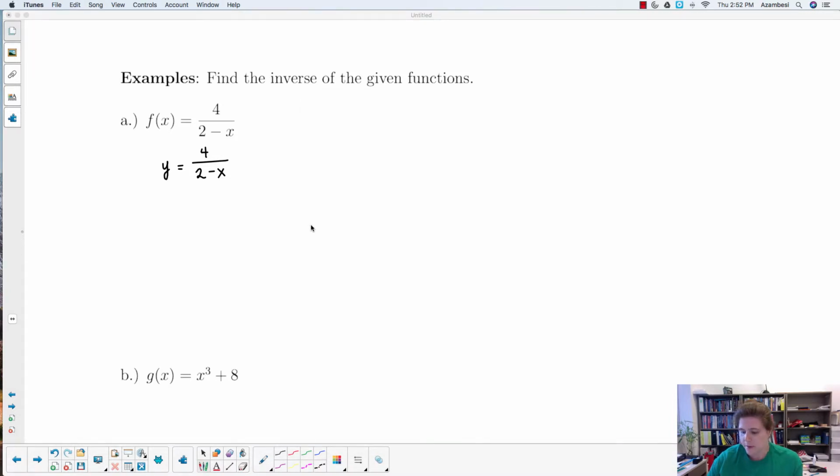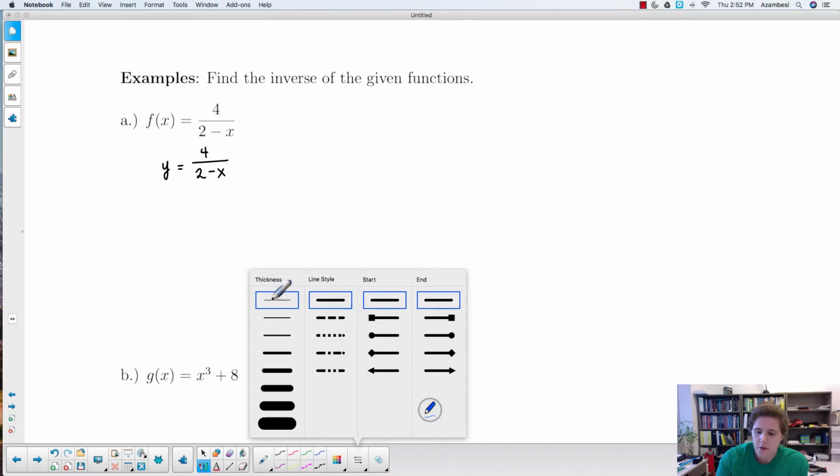And then I'm going to switch my x and y components. So part 2 is to trade x and y.